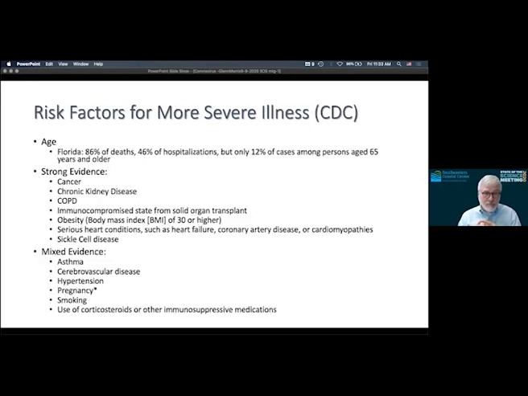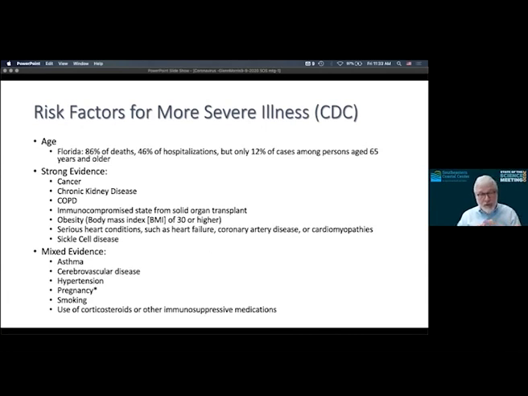Next slide. So what are the risk factors for more severe disease? Age is probably the most important risk factor. Here in Florida, these are data from yesterday, 86% of deaths and 46% of hospitalizations, but only 12% of cases were among persons aged 65 years and older. So clearly, there is a substantial increase in risk for individuals who are older.